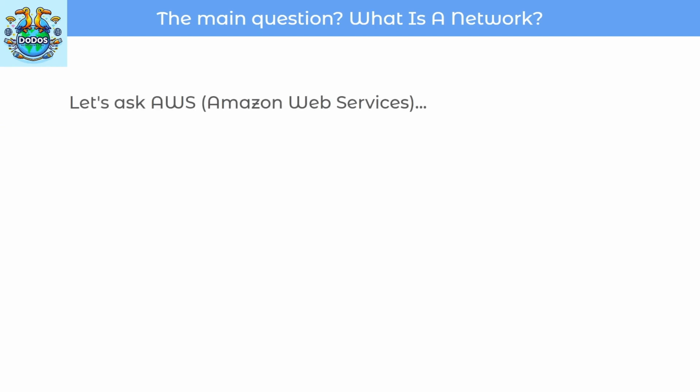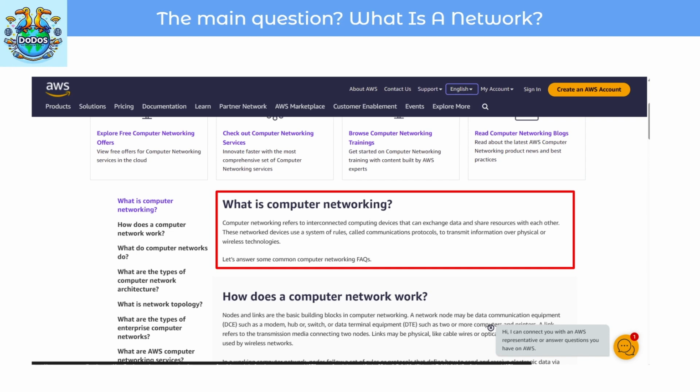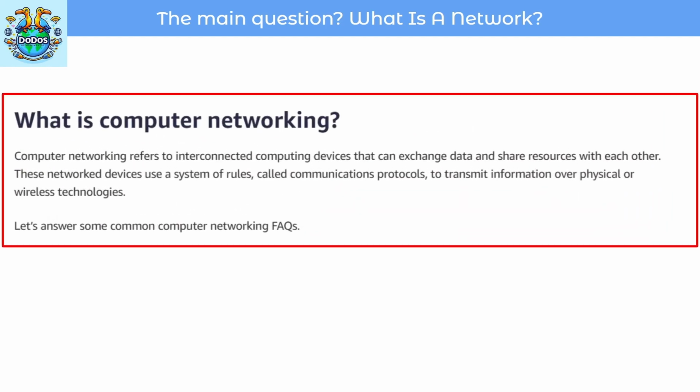So let's ask Amazon Web Services. Alright, there it is. What is computer networking? Computer networking refers to the interconnected computing devices that can exchange data and share resources with each other. These networked devices use a system of rules called communication protocols to transmit information over physical or wireless technologies.